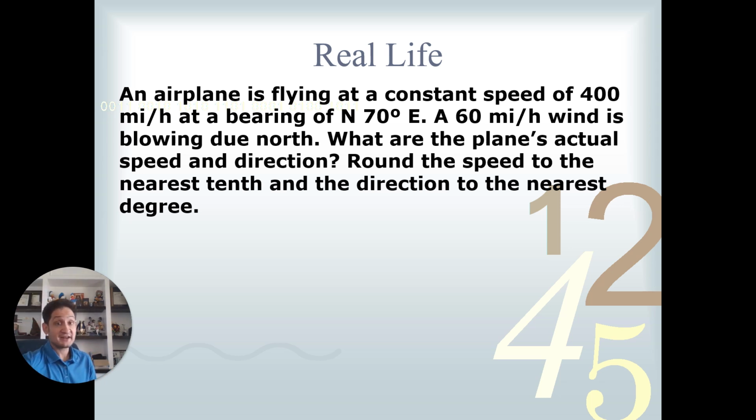An airplane is flying at a constant speed of 400 miles an hour at a bearing of north 70 degrees east. A 60 mile an hour wind is blowing due north. What are the plane's actual speed and direction? Round speed to the nearest tenth and direction to the nearest degree.